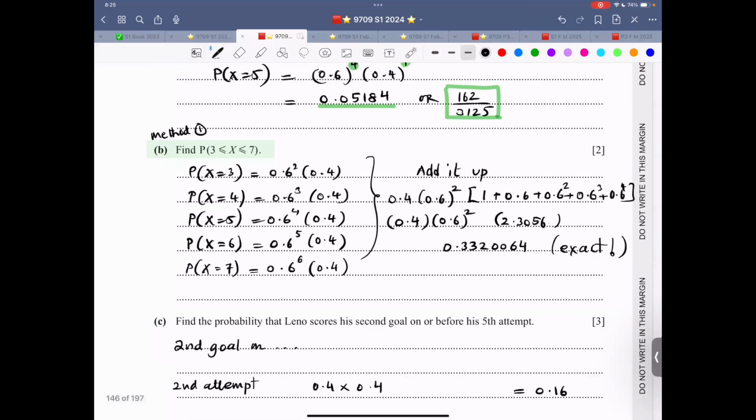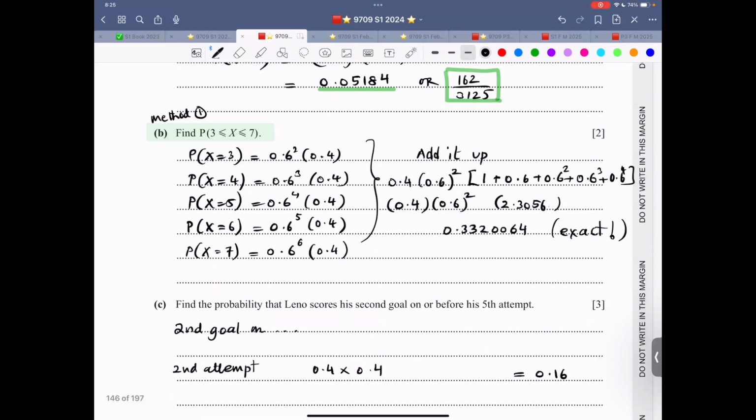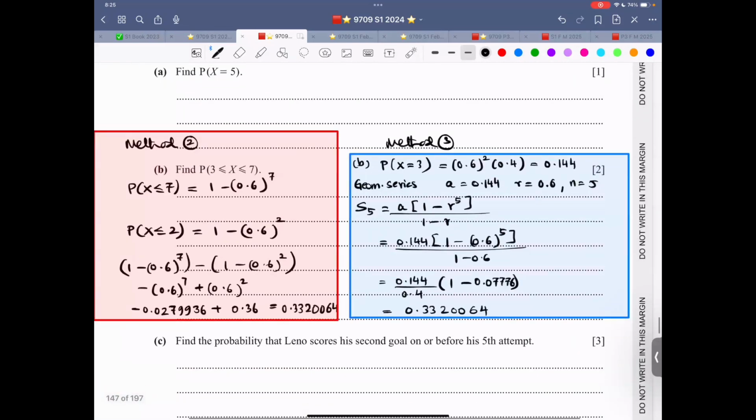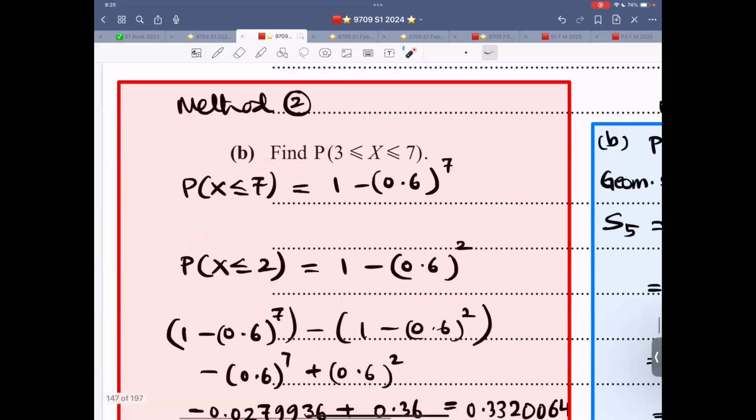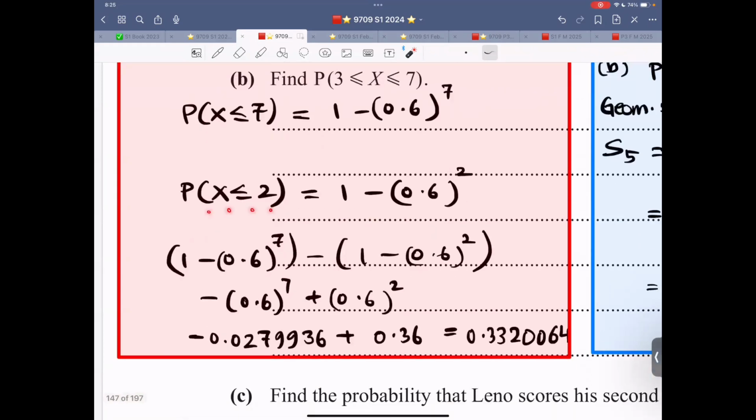Now, let me focus on the other methods, which I've done over here. First, focus on this one. This one uses this formula. Let me write it over here. Probability x less than or equal to n is 1 minus q raised to the power of n. Very famous formula. So now probability x is less than or equal to 7 is 1 minus 0.6 raised to the power of 7. Still, I haven't used the calculator. Probability x is less than or equal to 2 is 1 minus 0.6 raised to the power of 2.